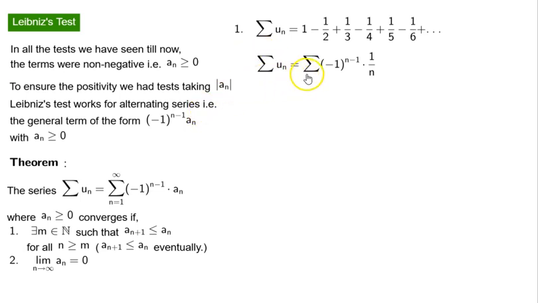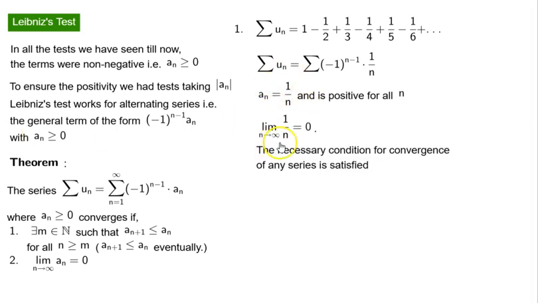The series u sub n is equal to the series of minus 1 to the power of n minus 1 times 1 by n. So here A sub n is equal to 1 by n and is positive for all n. I'm sure you remember that this is nothing but the harmonic series. So limit as n goes to infinity of 1 by n is equal to 0. The necessary condition for convergence of any series is satisfied. And more specifically, the second condition of Leibniz's test is satisfied.